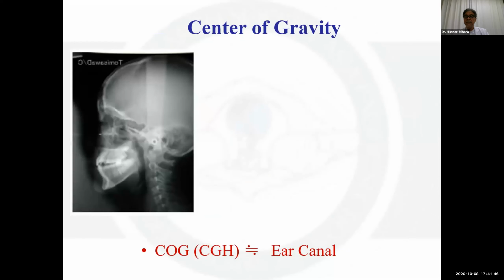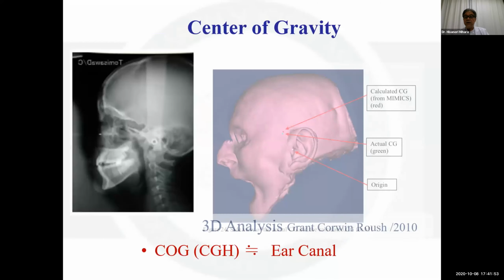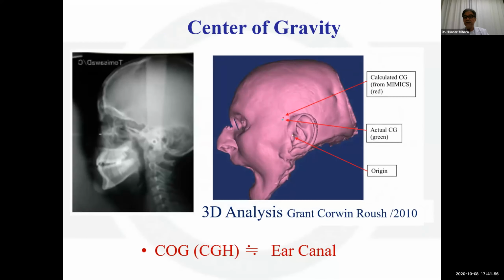Most doctors believe the COG of the head is located at the ear canal. There was a report which precisely calculated it using 3D analysis in cadavers and found that the COG was located slightly ahead of the canal. However, the difference was very small. Then I think we can use the ear canal as a reference point of COG. But please use a clear lateral view to visualize the ear canal.